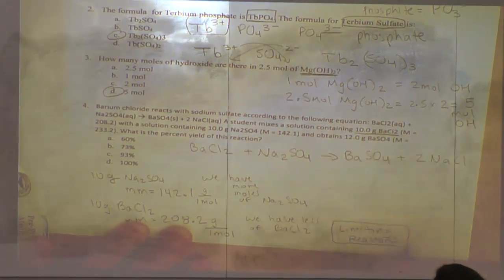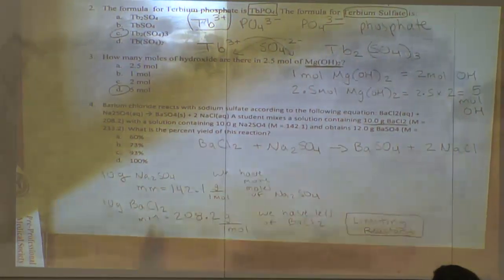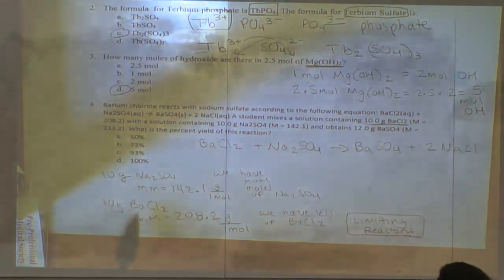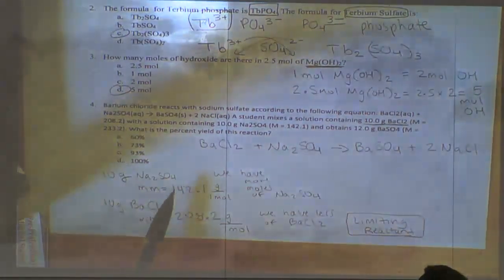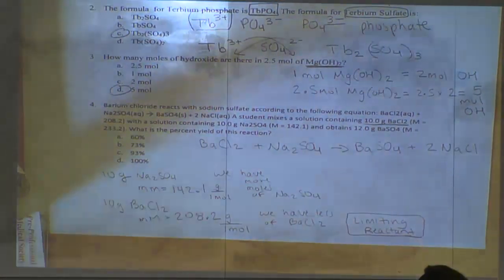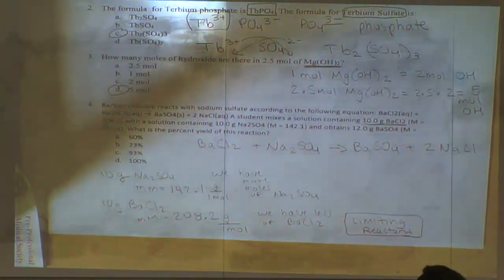And it's important to determine which one's the limiting reactant, because if it's going to ask us what's the percent yield, we're going to have to do a calculation. But we know we're going to want to use 10 grams of BaCl2 because it's going to make less product. We can't use 10 grams of Na2SO4 because we don't have enough BaCl2, because we don't have the same exact amounts.